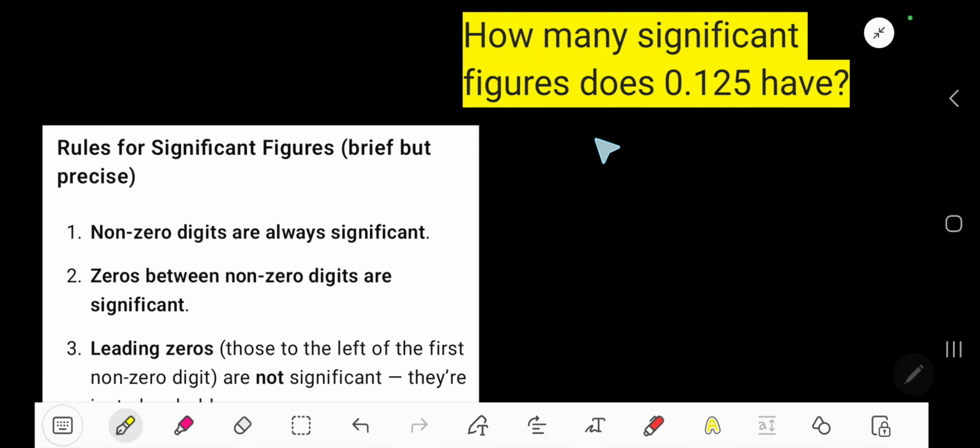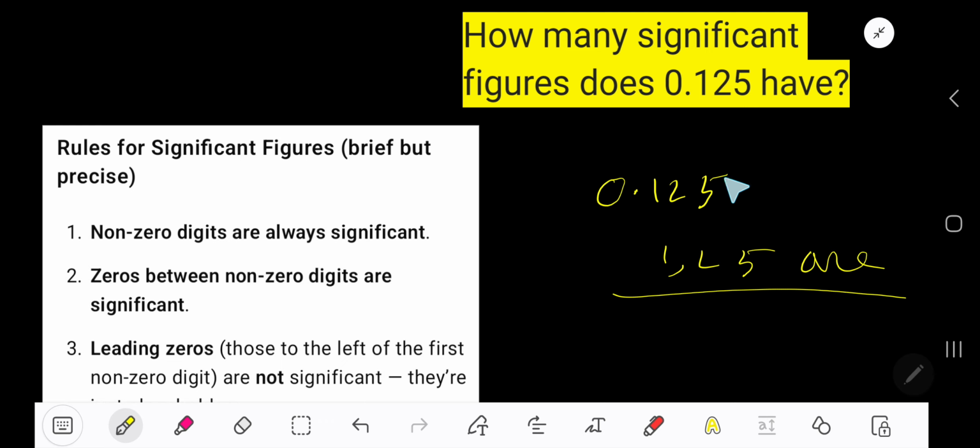How many significant figures does 0.125 have? So 0. Totally we have 4 digits, but among these 4 digits, these 1, 2 and 5 are significant. So totally we have 3 significant digits here.